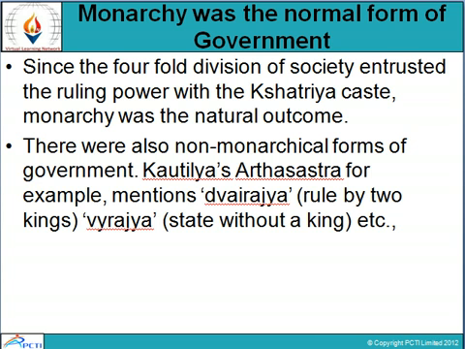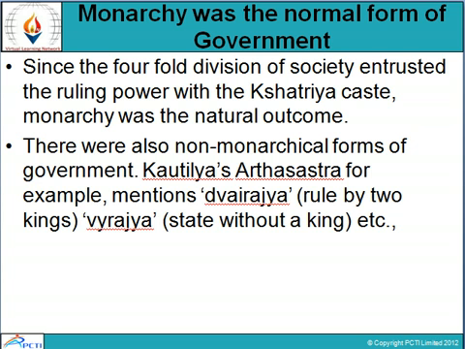Monarchy was the normal form of government. Since the fourfold division of society entrusted the ruling power to the Kshatriya caste, monarchy was the natural outcome. Since only one particular group was holding power or ruling, monarchy was the obvious outcome. Monarchy, where one particular group rules.